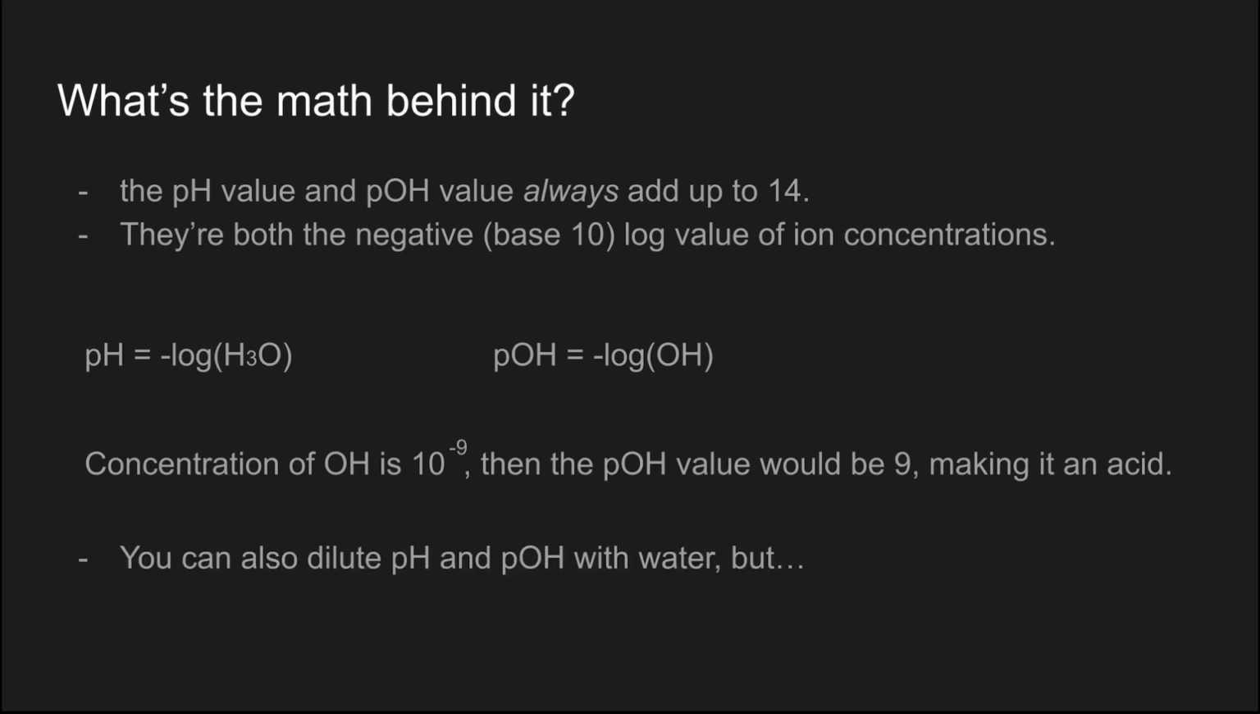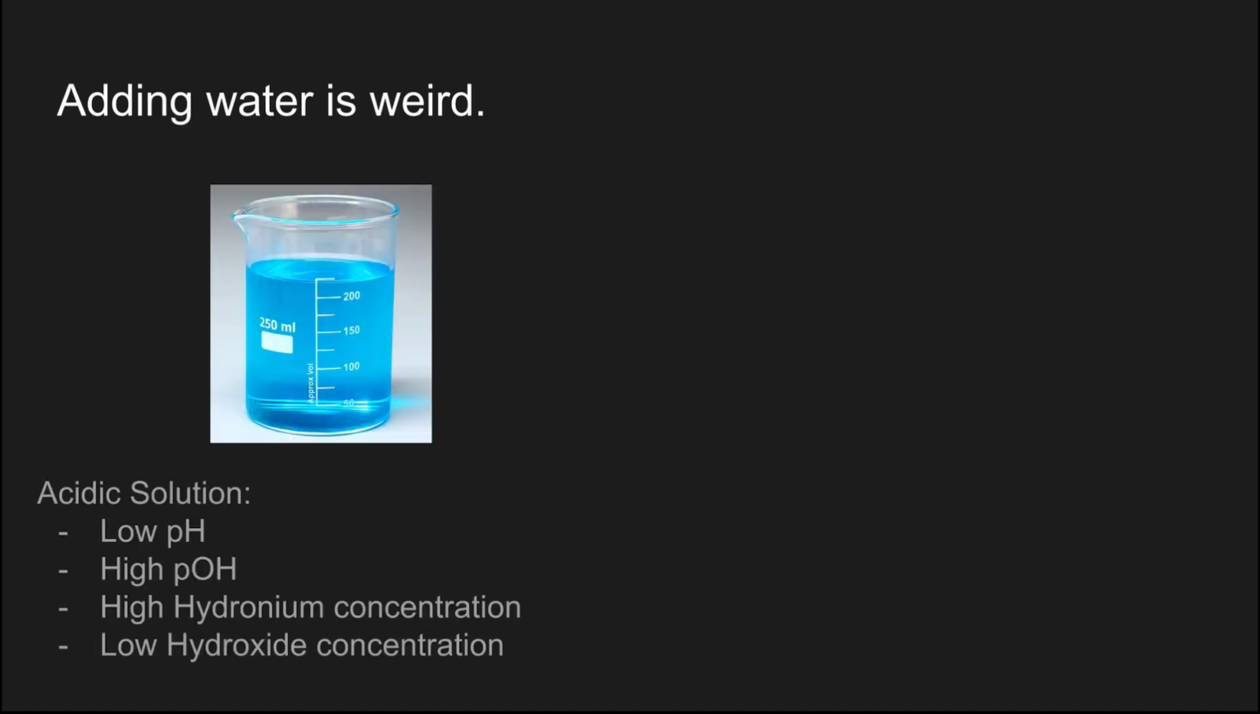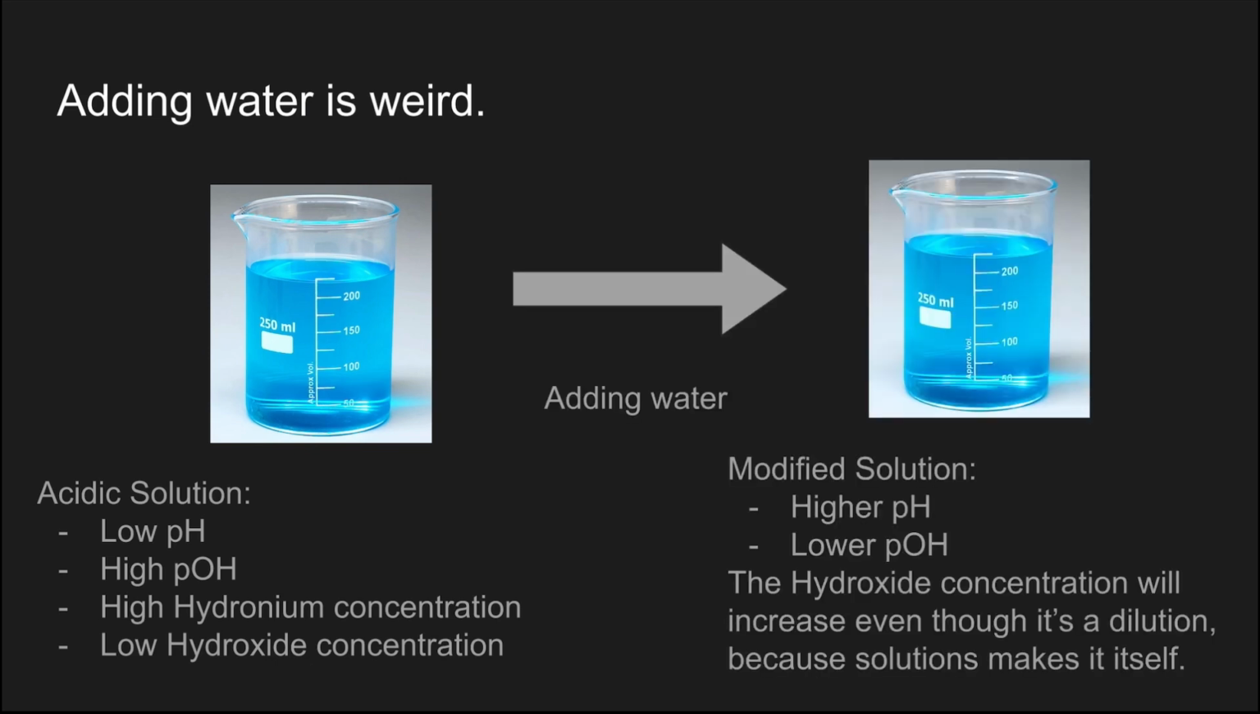You can dilute these values with water, but water is weird, as with anything else. So say we had an acidic solution. It has a low pH, high pOH, and by extension, a high hydronium concentration and a low hydroxide concentration. Well, if we add water to it, the pH value will go up and the pOH will go down. And here's the interesting part.